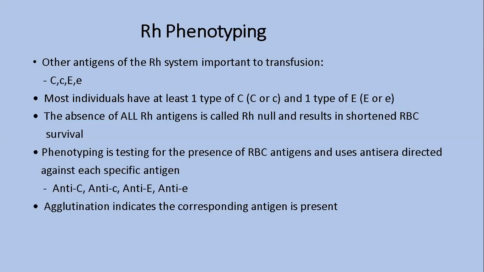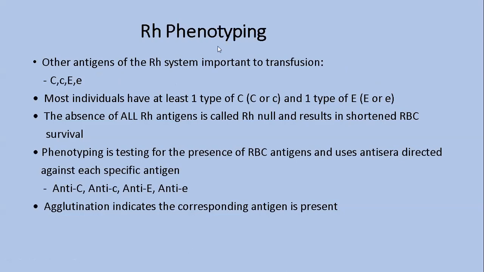So with regard to transfusion, these other antigens include big C, big E, and little e. Most individuals have at least one type of C, meaning that you inherit at least big C or little c. It would be highly unusual not to have either one of these. And most people also inherit at least one type of E. So either big E antigen or little e antigen. And once again, it would be highly unusual, very rare to lack both big E and little e.